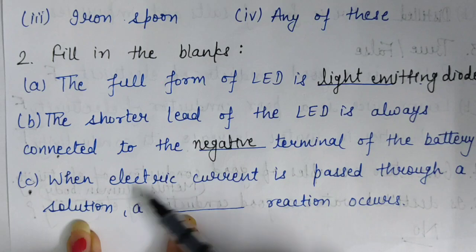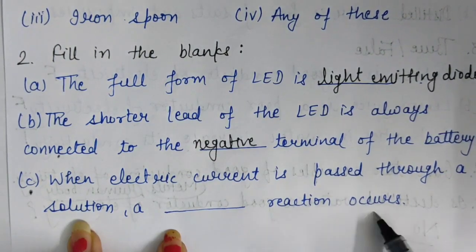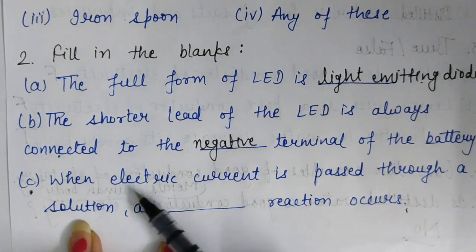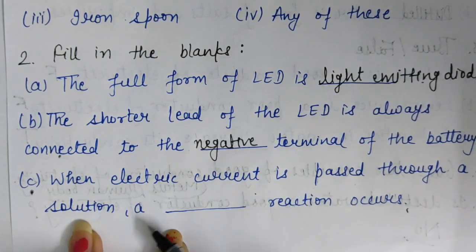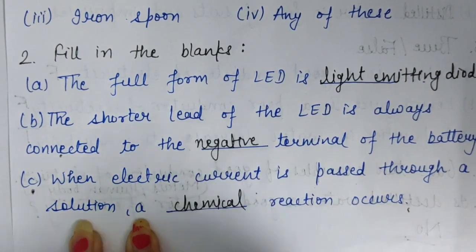C part, when electric current is passed through a solution, a dash reaction occurs. So when electric current is passed through a solution, a chemical reaction occurs.